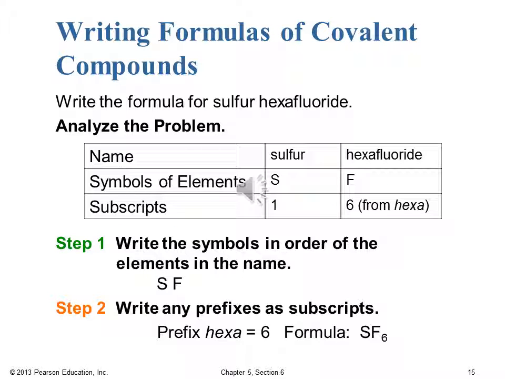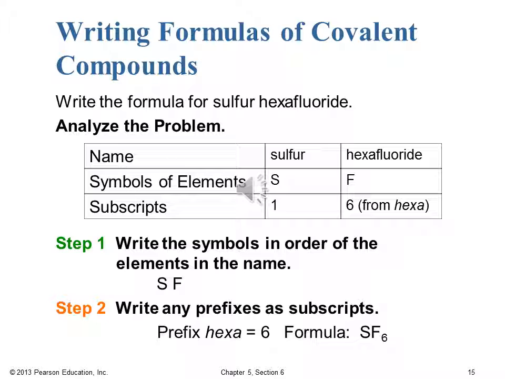Okay, so decoding these names seems to be quite a bit easier than taking a compound and naming it. Alright, so let's work this process together. If we're given the name sulfur hexafluoride and we're charged with writing the formula for it, we can analyze our problem. We know we're dealing with sulfur and fluorine as the elements based on the name sulfur hexafluoride, right? And since there's no mono prefix or other prefix for the sulfur, we can assume it to be 1. For the fluoride, we have a hexa prefix before it, so we know we're going to have 6 fluorine atoms in this compound formula.